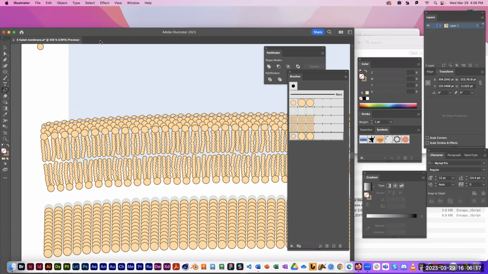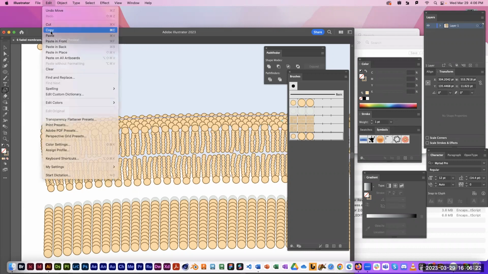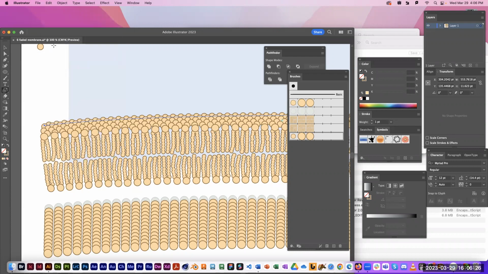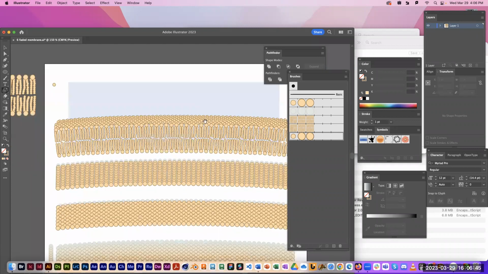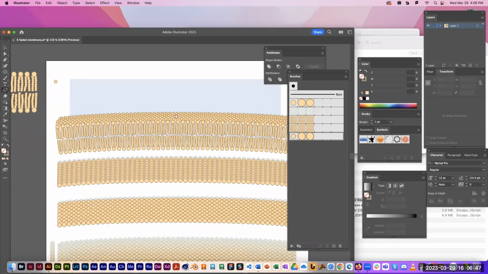By the way, if you're not familiar with paste in back, I'm doing copy and then paste in back, or Command B. I'm just using the arrow keys on the keyboard to nudge that up and over a little bit. Same thing, copy, paste in back, up and over. You can do that in like 30 seconds and get a whole bunch of layers of little balls going off into the distance.